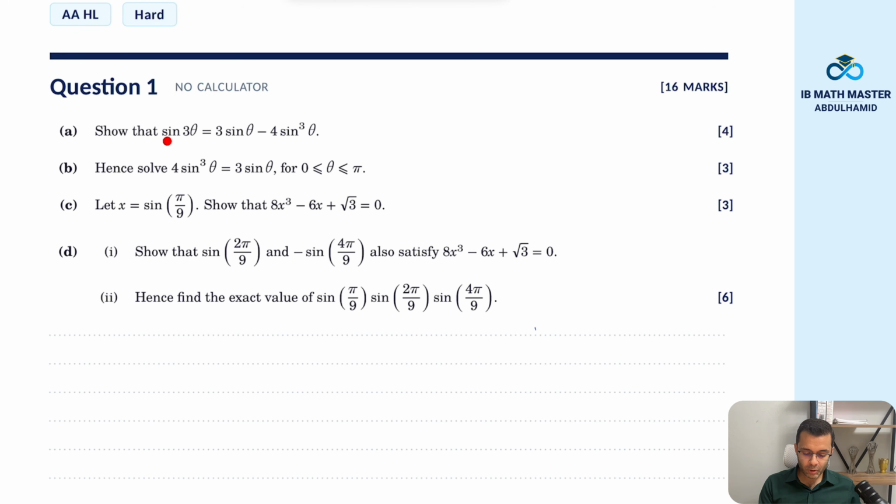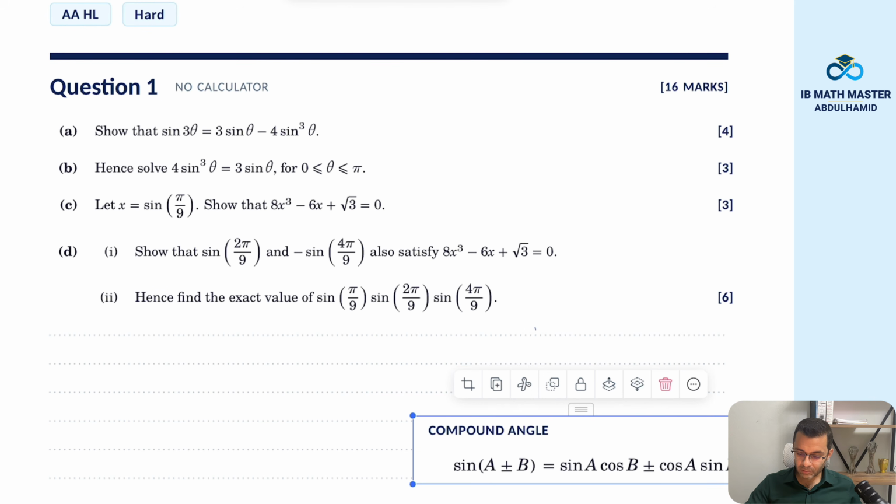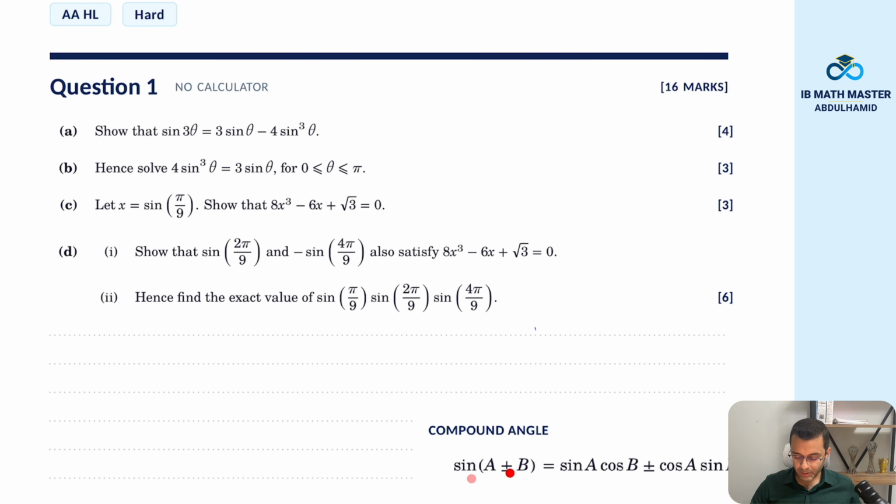We need to prove or show the identity here. We have sine 3 theta equals this. Now you know that in trigonometry we have lots of identities, but none of them is directly about 3 theta. So to solve this, which identity will we use here? We will use this compound angle identity, sine A plus B. Now you might say, but here we don't have A plus B, we have just 3 theta. Of course, we'll make it a sum to use this formula. Here we'll use, by the way, the plus, not the minus case. So how do we solve it then?